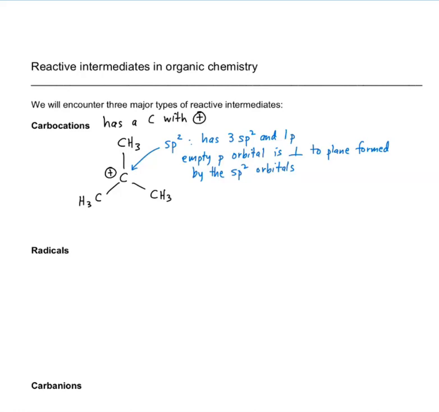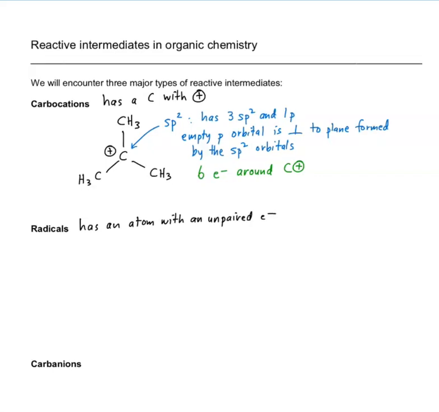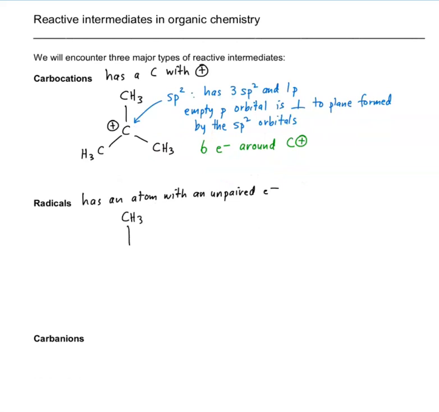In this structure, if we were to count electrons, we would find that there's 6 electrons around the carbon that has the positive charge. So a carbocation is probably the most common intermediate you're going to see. Something called a radical, which we'll see from time to time, a radical has an atom with an unpaired electron. So let's look at an example of a radical. Okay, so that dot represents the unpaired electron.